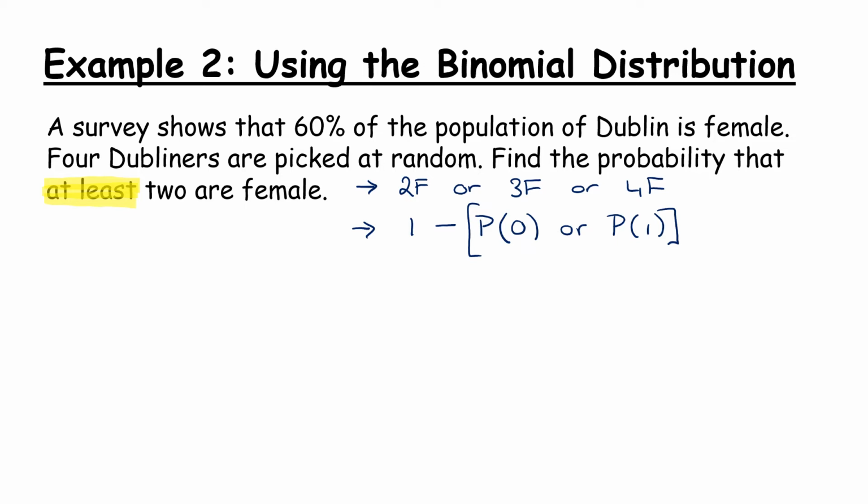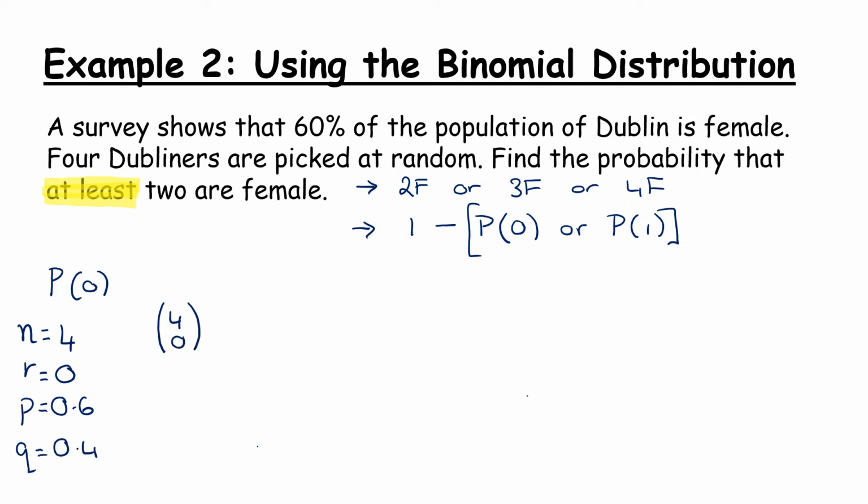So much of a muchness with regards to which way we work. It's not going to be any quicker, but I'm going to work backwards. I'm going to use the 1 minus. So let's work out the probability of choosing no females. N is 4, we are choosing 4 Dubliners, and r means we're going to have no females. P, the probability of picking a female, is 60%, but we're going to work in either decimal or fraction. I'm going to put it as decimal, 0.6. Q is then the opposite, 0.4. So this is n choose r, P to the power of r, Q to the power of n minus r. So we're going to work that bit out.